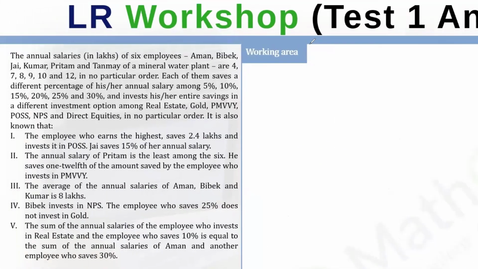So we have annual salaries of 6 employees, A, B, J, K, P, T. Different first letters are given, and annual salaries are given. Each of them saves a different percentage of annual salary, and invests in a different option. So nothing is in any particular order. Again, a table sort of idea is happening.